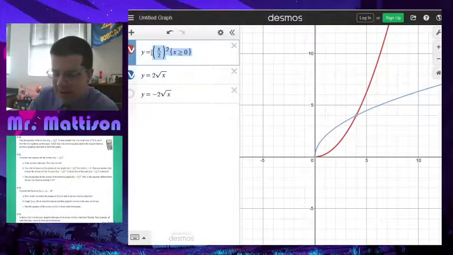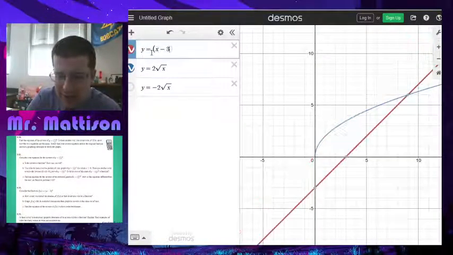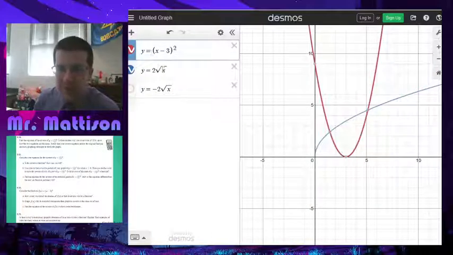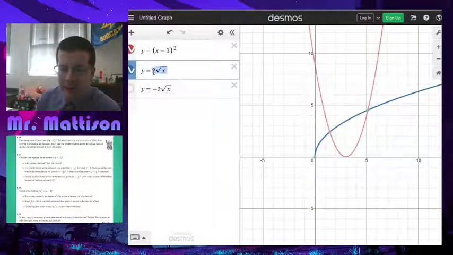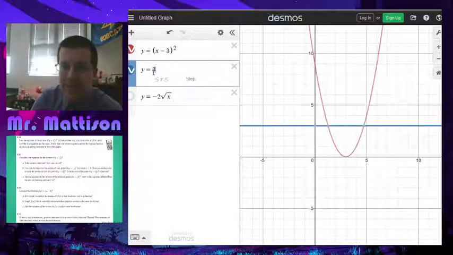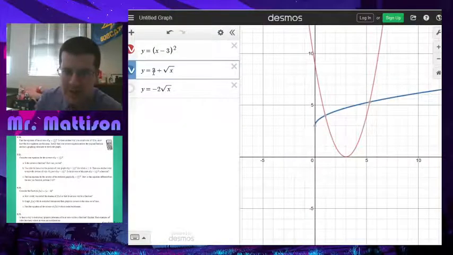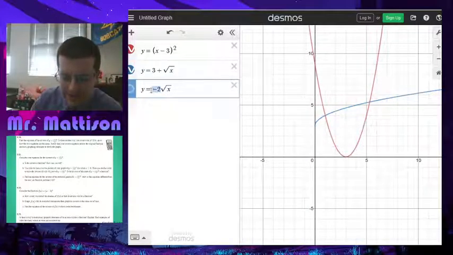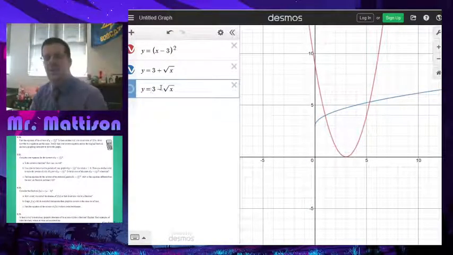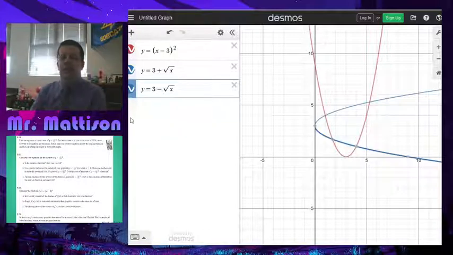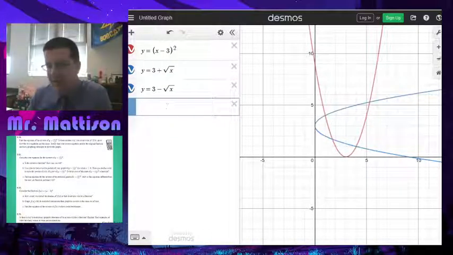So that was y is equal to (x minus 3) to the second, right? And then if we do the math for the inverses, we get 3 plus or minus rad x. So we'll do 3 plus rad x, and then we'll do 3 minus rad x here. So if we show that, here is our inverse, right?